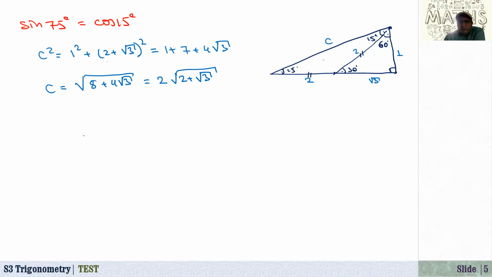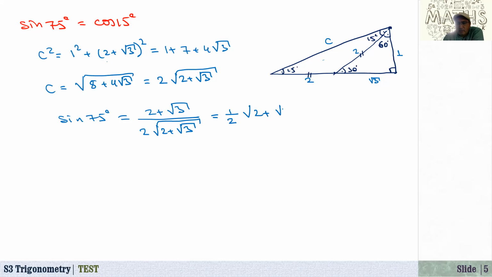Now from here, we can find sine of 75. Sine of 75 degrees is equal to the opposite side in the right angle triangle, that's 2 plus square root of 3, over the hypotenuse, that's 2 times 2 plus square root of 3. Actually, this 2 plus square root of 3, I can write as square root of 2 plus square root of 3 squared, so they cancel each other. That's equal to 1 over 2 times square root of 2 plus square root of 3. So that is the value of sine of 75: square root of 2 plus square root of 3 over 2.